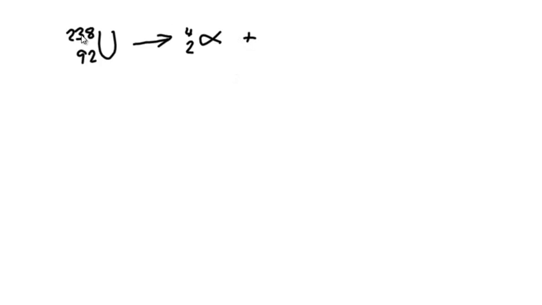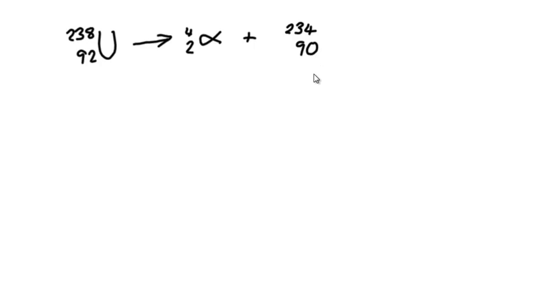We must make sure that the mass number on both sides of our arrow is equal, and that the charge number, the proton number, on either side of our arrow is equal. So 238 must equal 4 plus something else. So that something else must be 234. Likewise, we can add up along the bottom. 92 equals 2 plus something. So this value here must be 90.